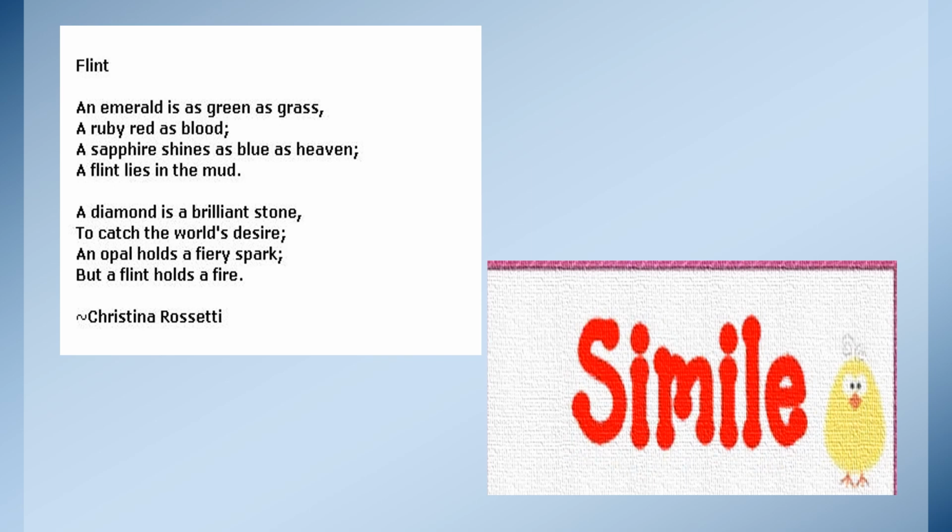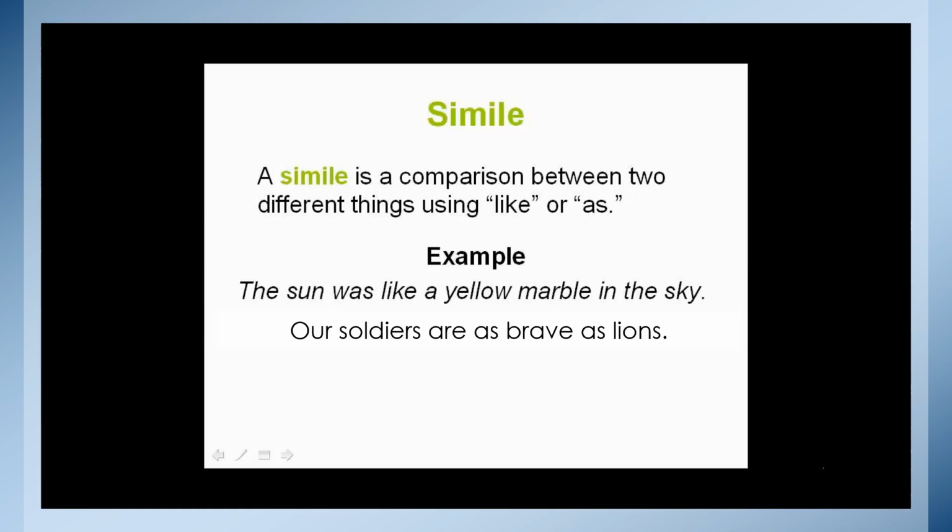Sentences or phrases that have two different things being compared with words such as like or as are called similes. A simile is an expression or a figure of speech that compares two different things using the words like or as. Example, the sun was like a yellow marble in the sky.